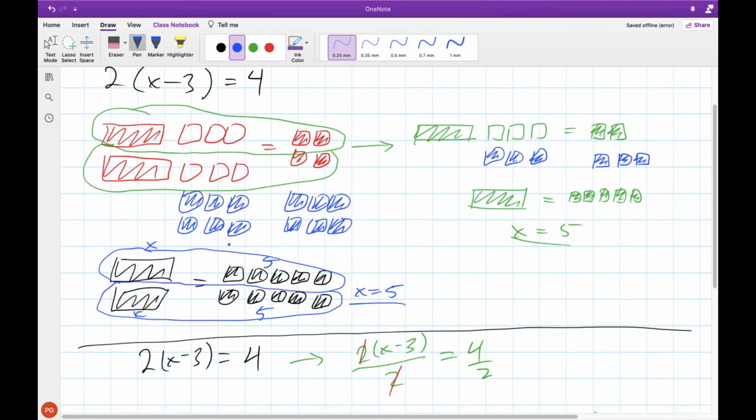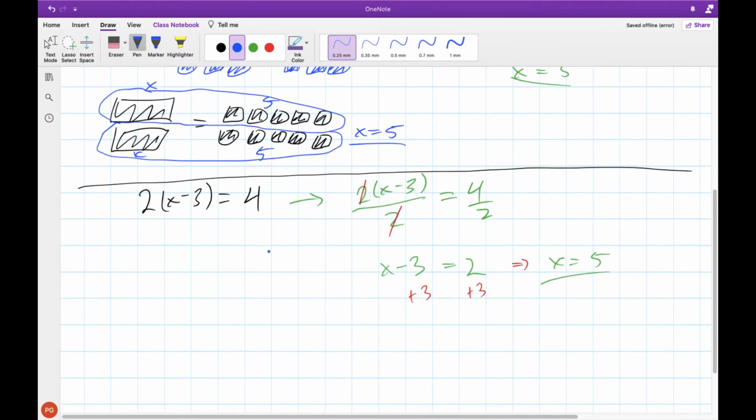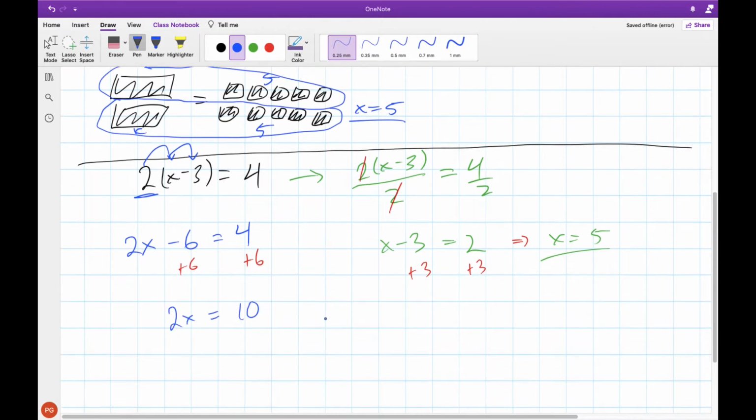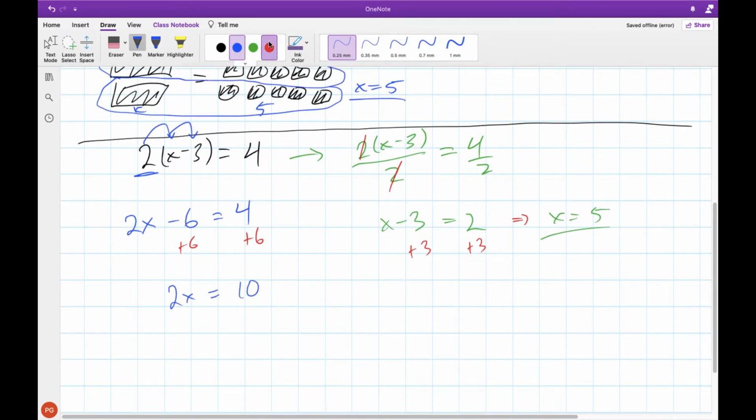Our second method, where we cancel these out, is like taking this and distributing our 2 all the way in, so that we have all our stuff over here with no brackets. 2 times x would give us 2x, 2 times negative 3 would give us negative 6. And now we can solve this as an equation that we did last time. Very, very similar. We would add 6 to both sides. And then from here we've got 2x equals 10. We would have to divide both sides by 2 to get rid of the 2 in front here. And we would get, at the very end, x equals 5.